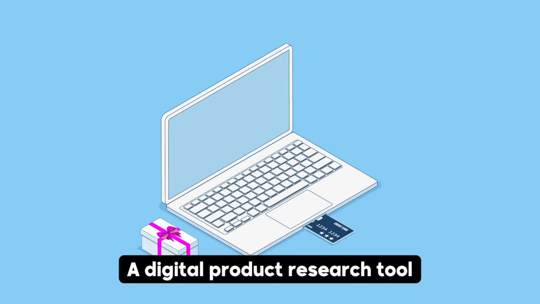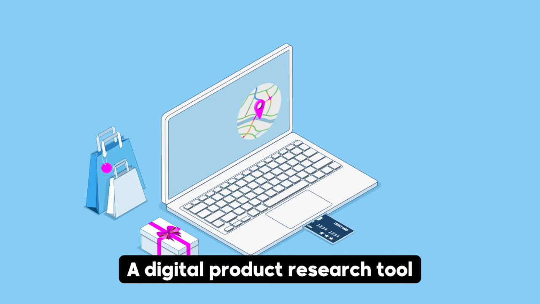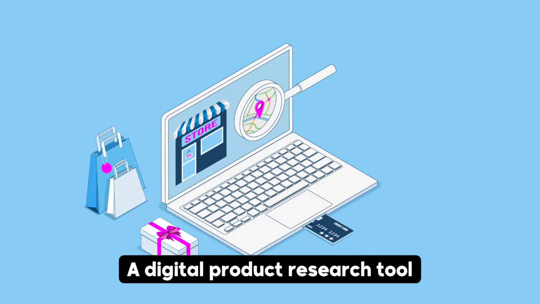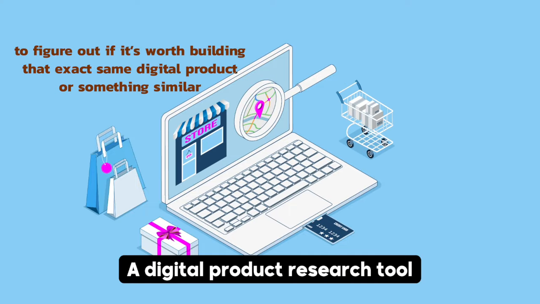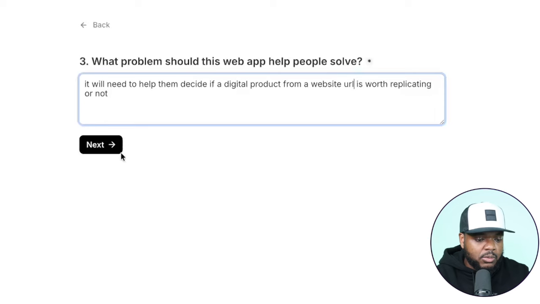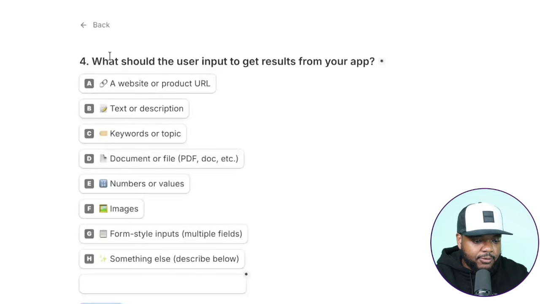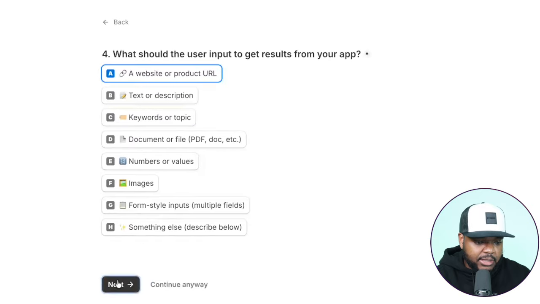So again, guys, the purpose of the app that I'm going to build is going to be a digital product research tool when it comes to copy and pasting a URL from existing sellers to figure out if it's worth building that exact same digital product or something similar. So question 3 is done. Question 4 is, what should the user input to get the results from your app? So what they're going to input is, of course, a website URL, as I just mentioned.